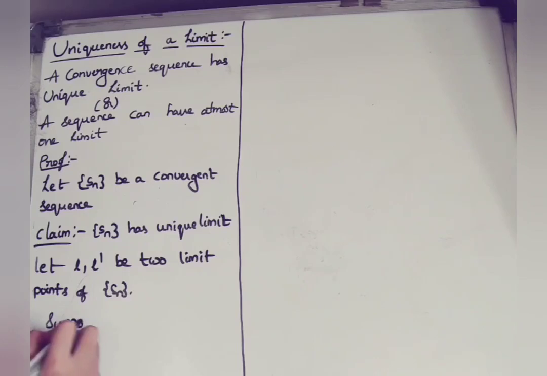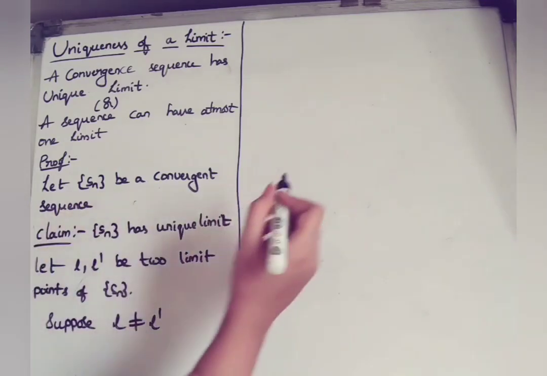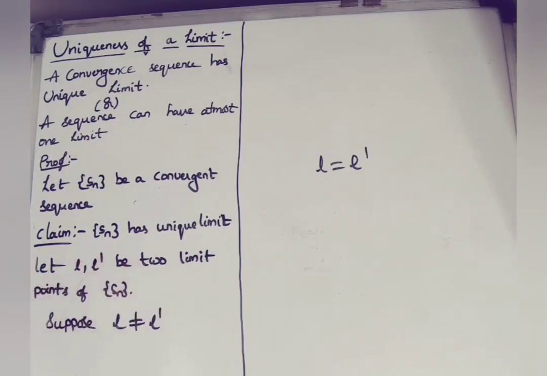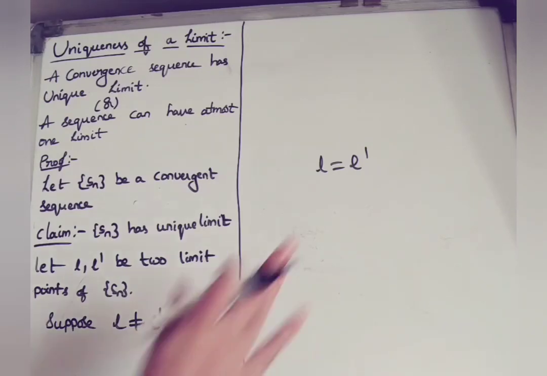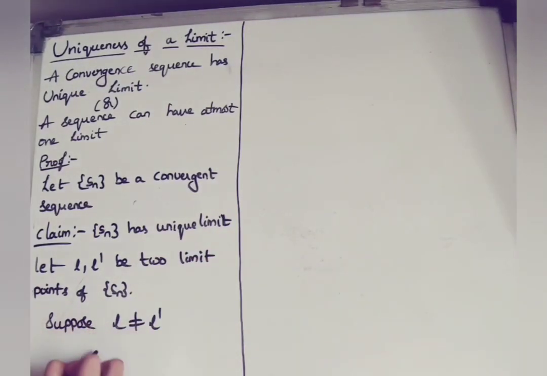Suppose L not equal to L dash. We need to prove L equal to L dash, but I am considering here L not equal to L dash. Why? Because I am solving this problem by contradiction. If we get a contradiction, then we can write L equal to L dash. Okay. So suppose L not equal to L dash. From this we can write mod L minus L dash greater than 0. Clearly, mod is always positive, so mod L minus L dash is greater than 0.